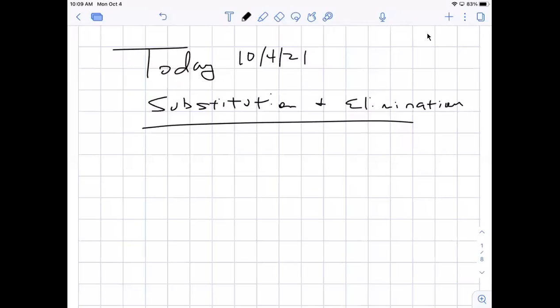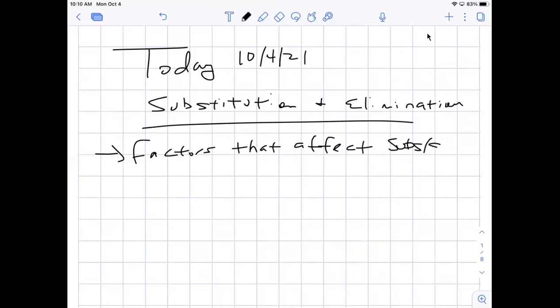We're going to talk about the different factors that affect substitution and elimination reactions. That's going to be the core focus of this section. So the key factors that affect the reactions, and how to determine the mechanism.